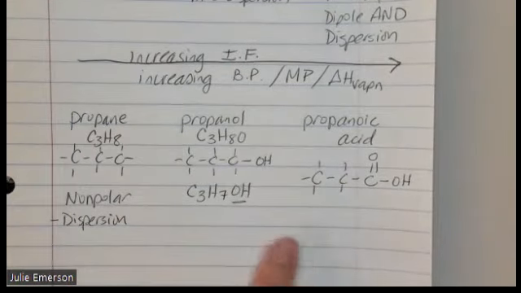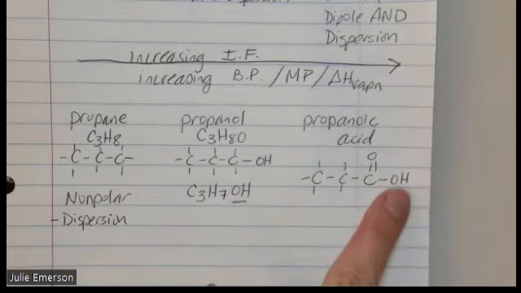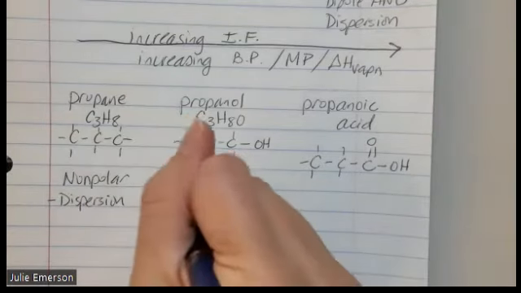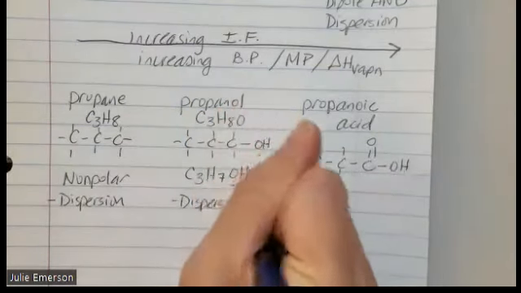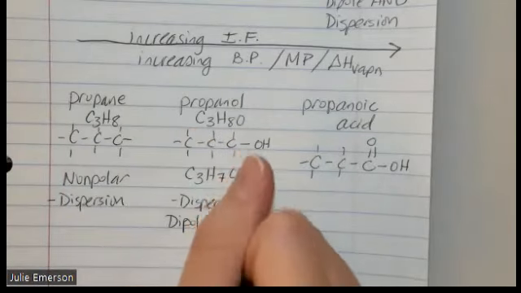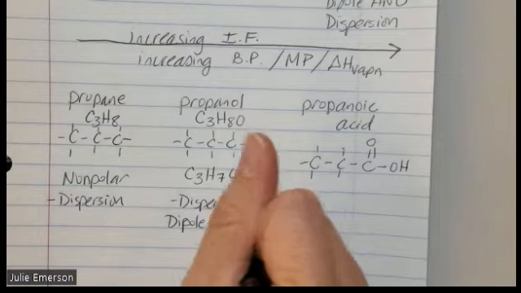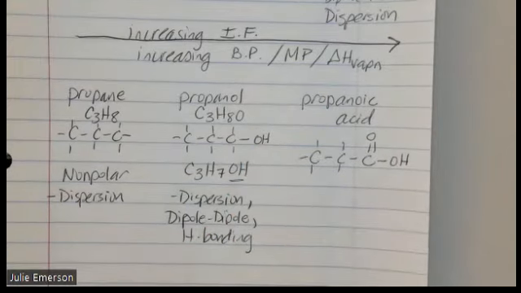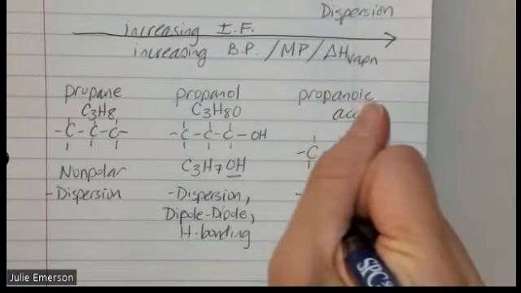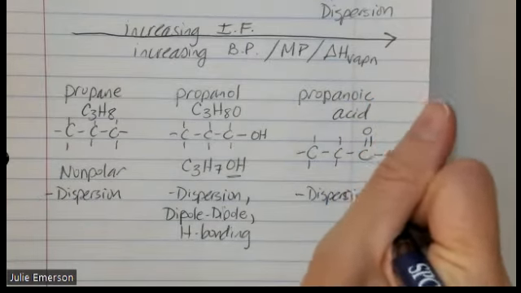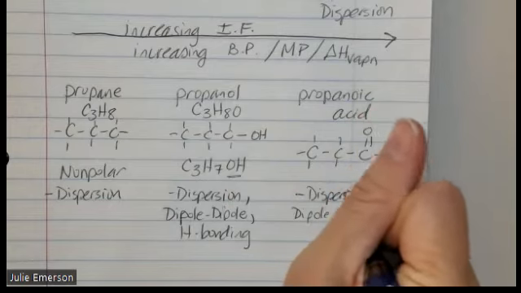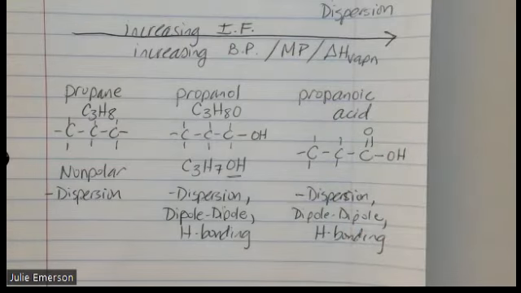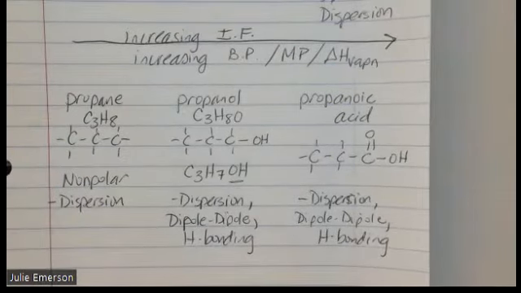But when I get to this OH group, the alcohol group, or the carboxylic acid group, because that hydrogen is bonded to an oxygen, now I've got dispersion because that's in everything. It's polar because of that OH group, right? The oxygen pulls the electron density towards it. So dipole-dipole forces. And the big one is the hydrogen bonding. And so propanoic acid, same thing, has dispersion, but also dipole-dipole, and hydrogen bonding.